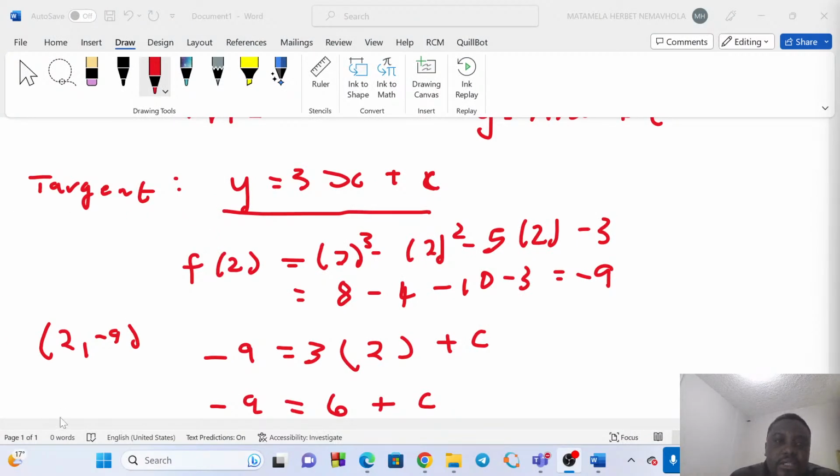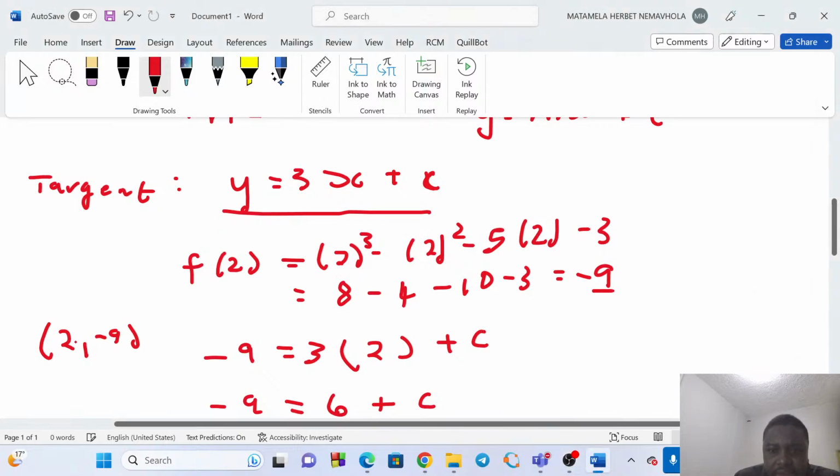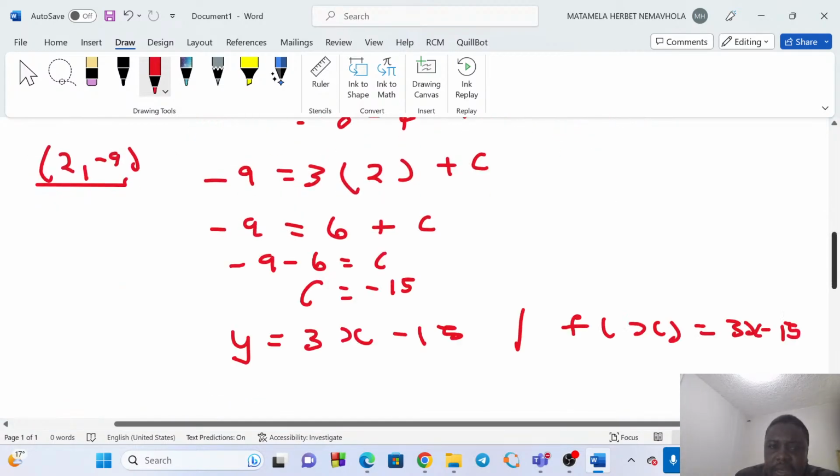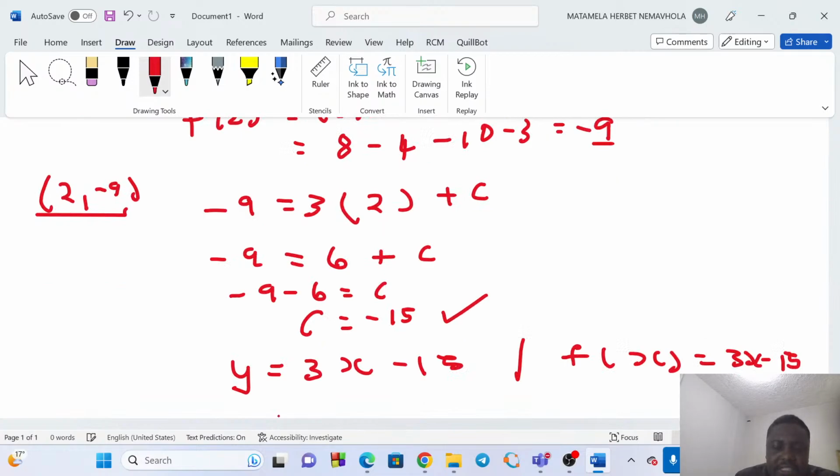Then after finding this, you will substitute the value of x of 2 in the original equation, which is the y value at that point. Then when you get this value, you write them in terms of coordinates. Then you substitute these coordinates in your equation here to find the value of c. After finding the value of c, which we got as negative 15 here, you substitute back in your original equation, and this is your final answer, the equation of the tangent.